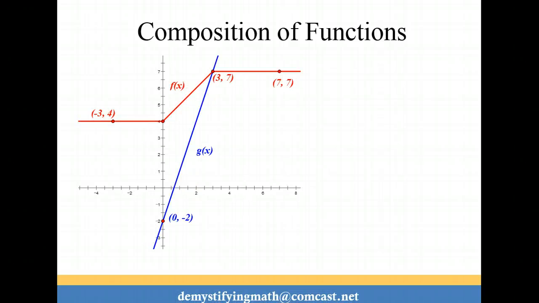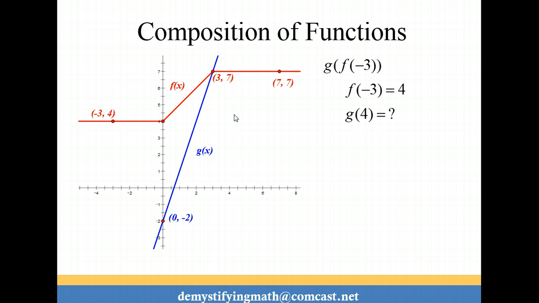Okay, let's try some more. Suppose we wanted to find g of f of negative 3. The first thing that we're going to do is evaluate the f function at negative 3. So I'm going to go over here and I see negative 3, the output is 4. Now I'm going to take 4 and put it into the g function. Well, when I go to my g function, I see that there is no point at 4 marked on the line. So what I have to do is use the equation for the line to help me evaluate it.